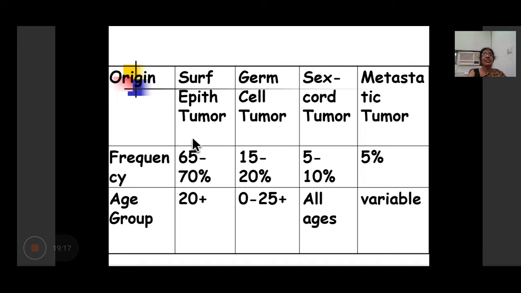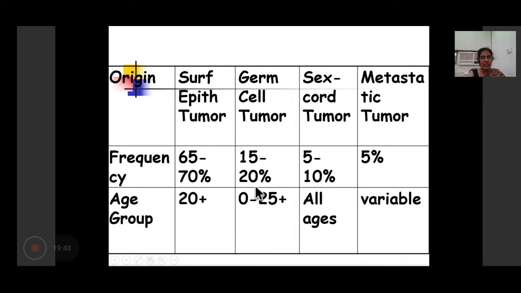Fine. So which are the tumors which occur from all of these cells? The most common tumors which occur in the ovary are ones derived from the surface epithelial cells. They are called the surface epithelial tumors, and they form nearly 2/3 of all ovarian tumors, 65 to 70%. The germ cell tumors form nearly 1/5 of the tumors, 15 to 20% of the cases.